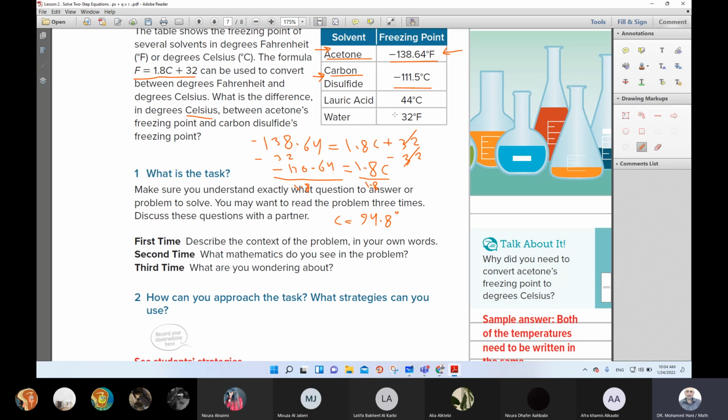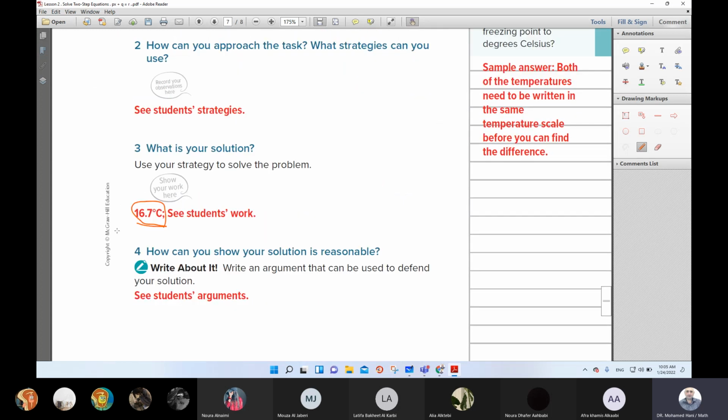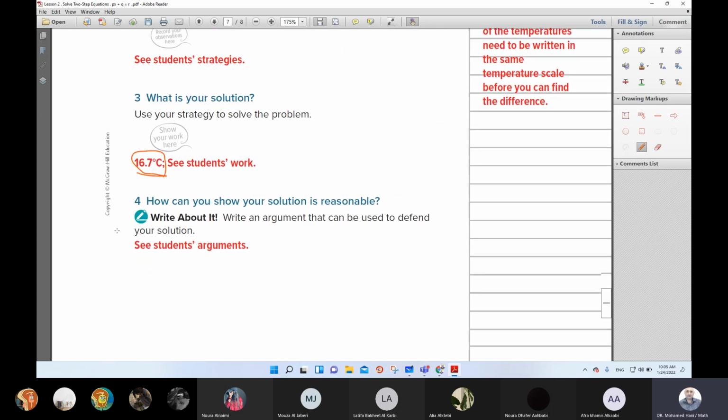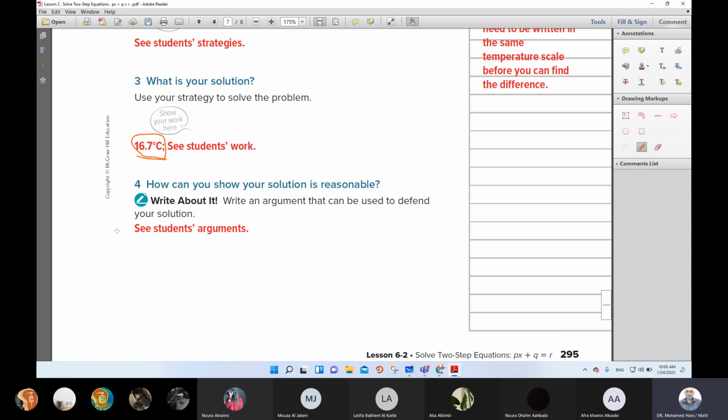And we want to find the difference in degrees Celsius between acetone's freezing point and carbon. So means 94.8 minus the carbon, which will be negative 111.5. So the answer will be 16.7 degrees Celsius.